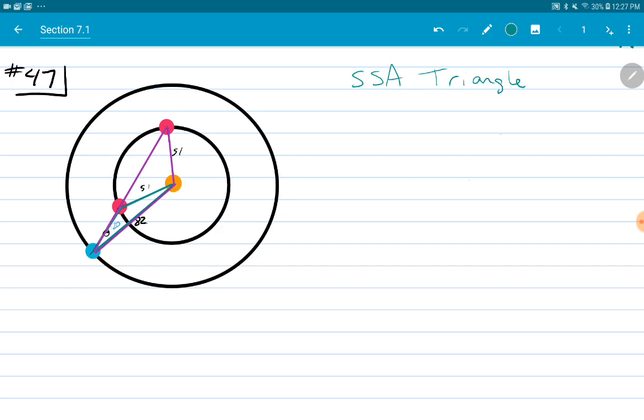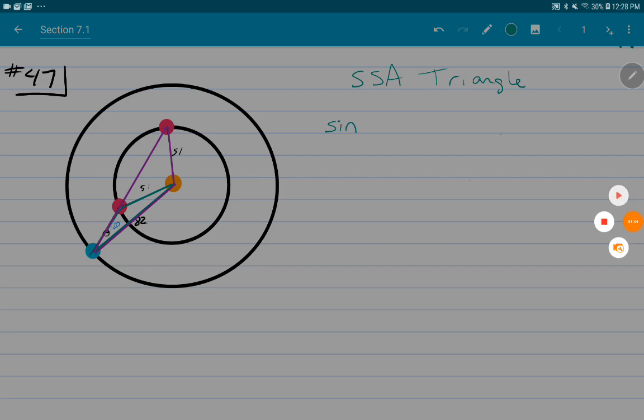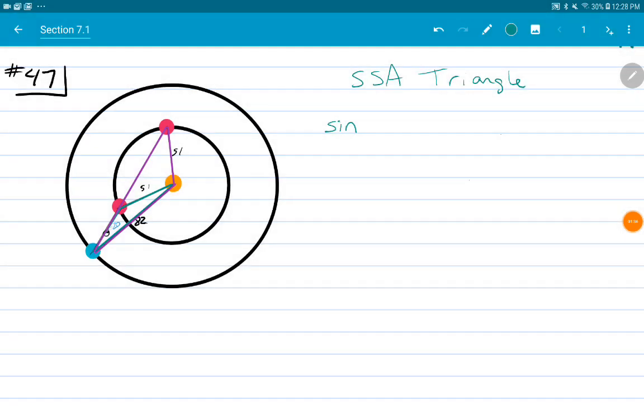So for the first one, let's use the law of sines. Well, let's give these angles some names. In the green triangle, let's call this guy alpha and this guy beta. Then the sine of 20 is opposite that 51.